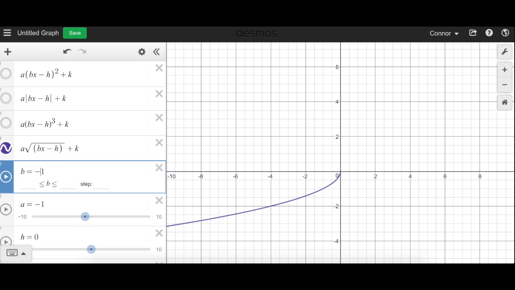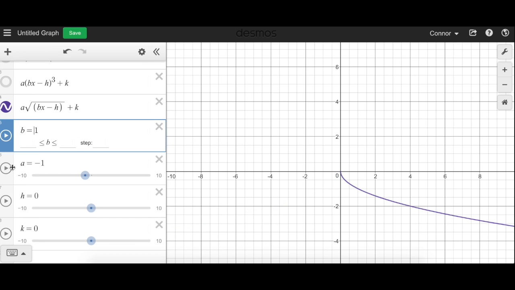So that is what a reflection is. And if you were to make both of them negative, you would get a combination of the two, which would flip diagonally across both axes.